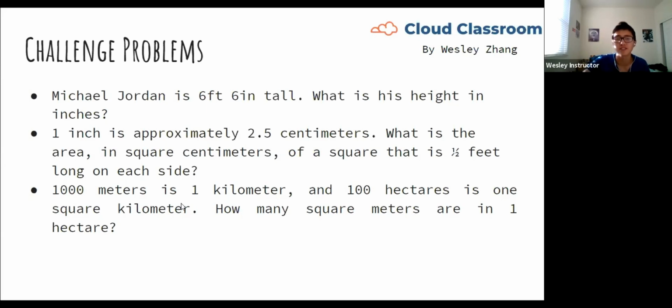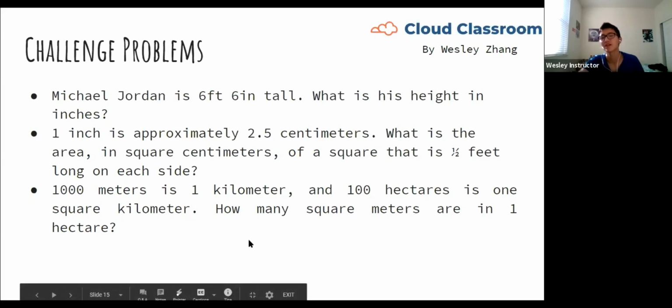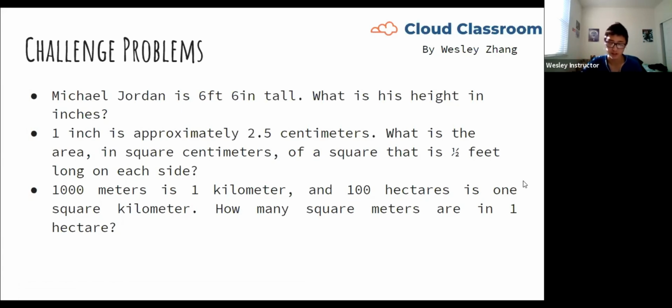All right, 1,000 meters is 1 kilometer and 100 hectares is 1 square kilometer. How many square meters are in 1 hectare? So we want to convert 1 hectare into square meters. So first we write 1 hectare, and we want to use the conversion factors. So first we want to convert from hectares to square kilometers, and there's 100 hectares in 1 square kilometer. So we write 1 hectare times 1 kilometer squared over 100 hectares.